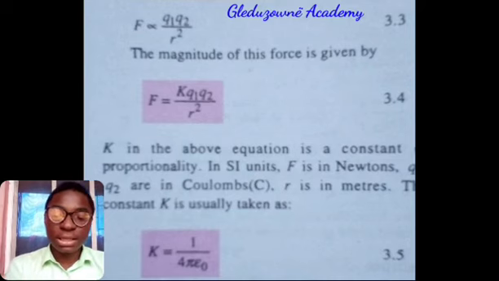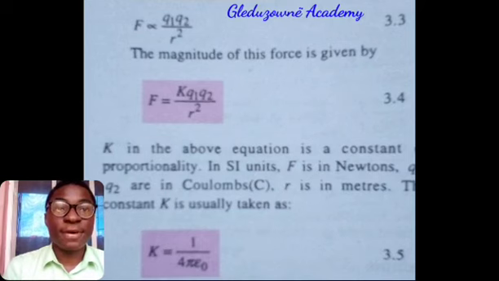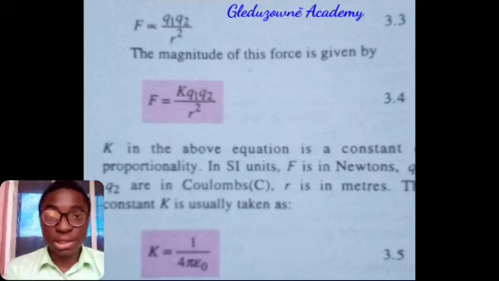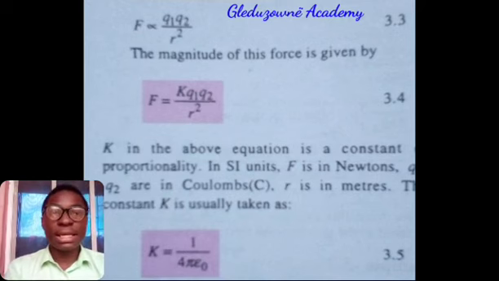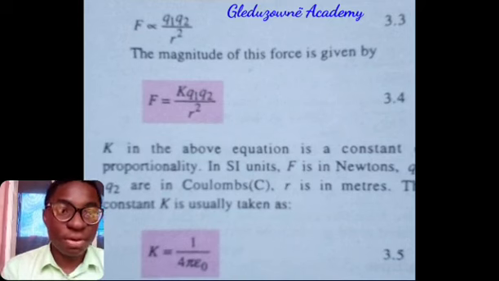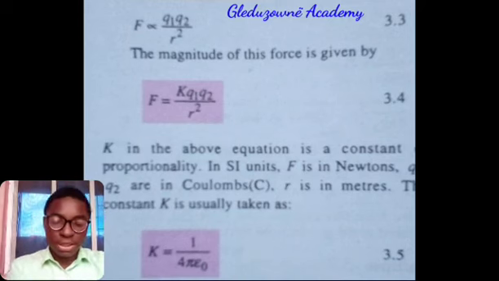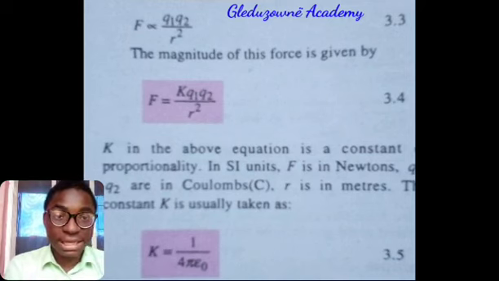This force is called Coulomb's law, and it is the electric force between point charges, which is F, and it's proportional to Q1 Q2 over R squared. So the magnitude of this force is given by F equals K Q1 Q2 over R squared, and in the above equation, the constant of proportionality is called K. Now this K is given as 1 over 4 pi E naught. This 1 over 4 pi E naught is a constant in itself, and E naught is known as the permittivity of free space. So basically E naught itself is the permittivity of free space, and K is a constant.